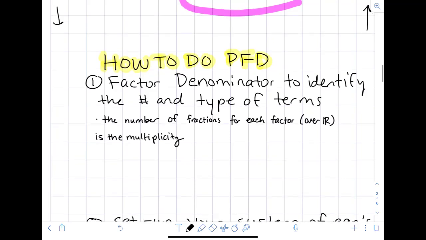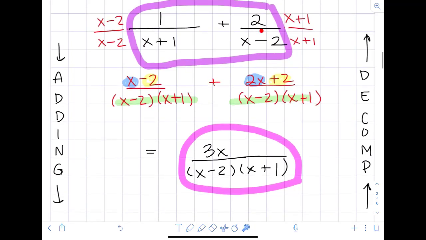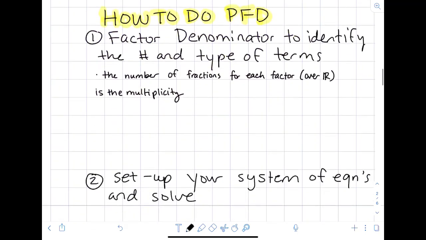Okay, and let's look back up at our previous example. So notice the multiplicity for x minus 2 was multiplicity 1, and so there was one x minus 2 fraction. And the multiplicity for x plus 1 was 1, so there was only one fraction with an x plus 1. And then we need to know a little bit. We're not going to know initially the exact values for the numerator, but we will be able to know at least what kinds of numerators we are looking for.